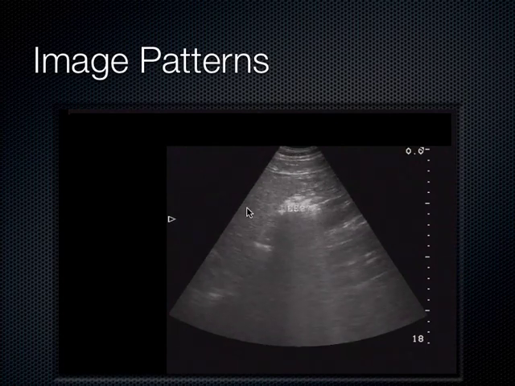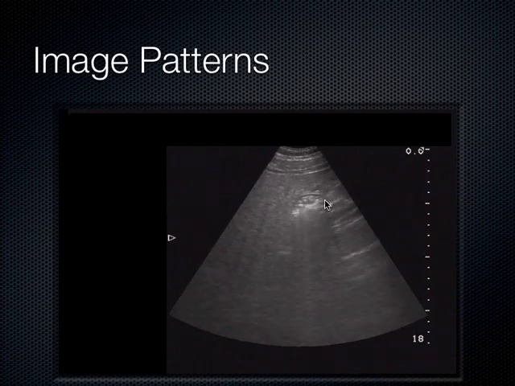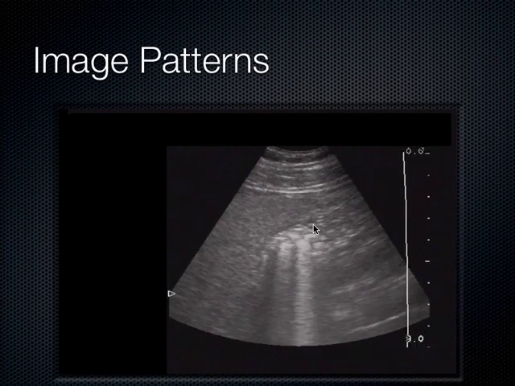Is that a WES sign? The person that did this ultrasound is like, is this a WES? And that's why they're doing that. It's kind of funny, actually. But it's not a WES sign, is it?